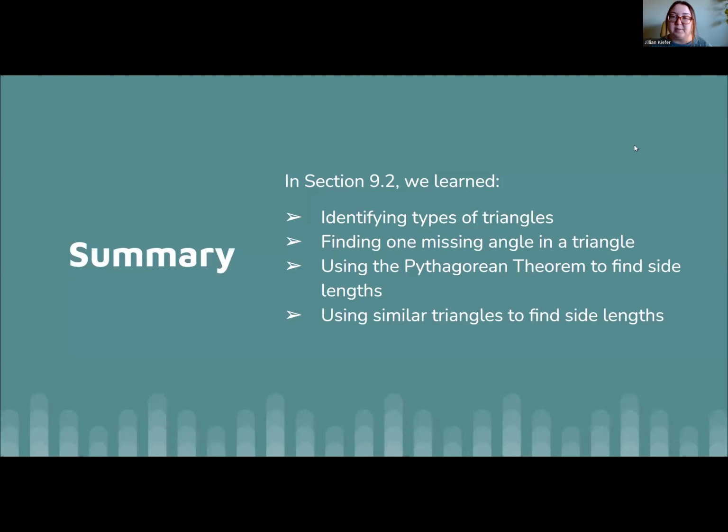All right, so that finished up section 9.2. In section 9.2, we learned how to identify types of triangles, find one missing angle in a triangle, use the Pythagorean theorem to find side lengths, and use similar triangles to find side lengths as well. So, all right, that wraps up our section, and I'll see you in the next one.